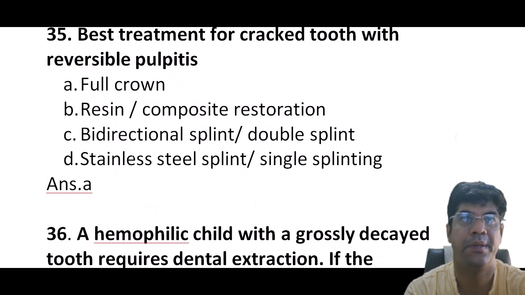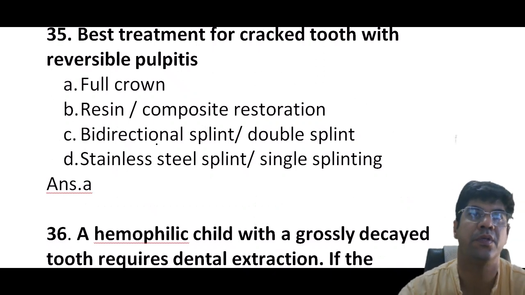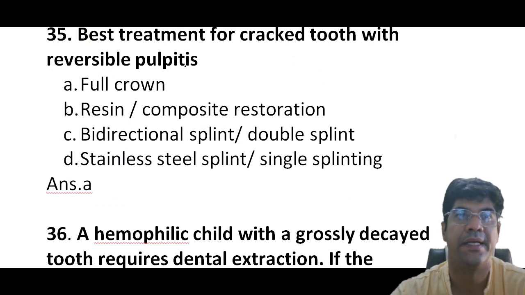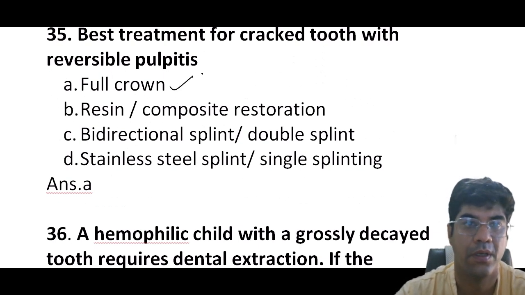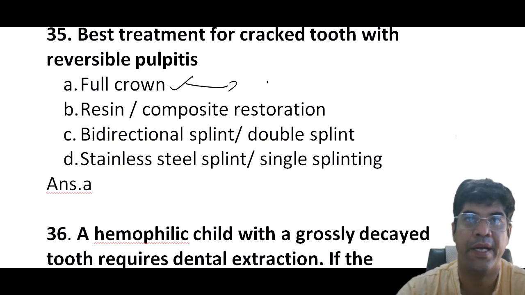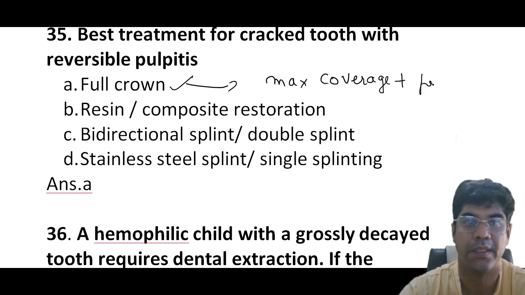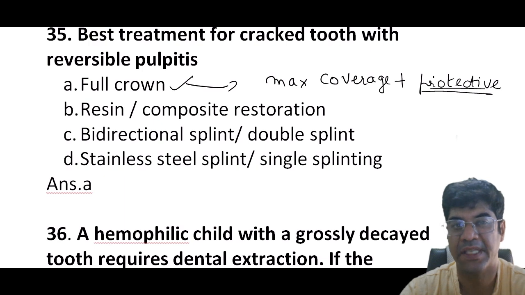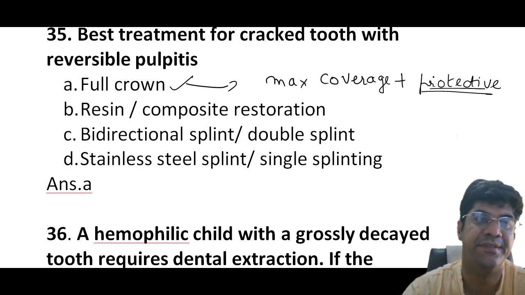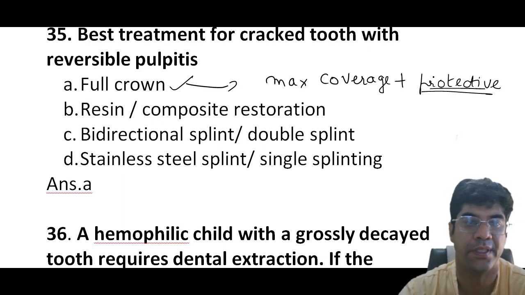The best treatment for a cracked tooth with reversible pulpitis is a full crown. What are the advantages of a full crown? First of all, they provide maximum coverage as well as full protection. So it is best suited for extensive cracks and for teeth that need significant protection and restoration.